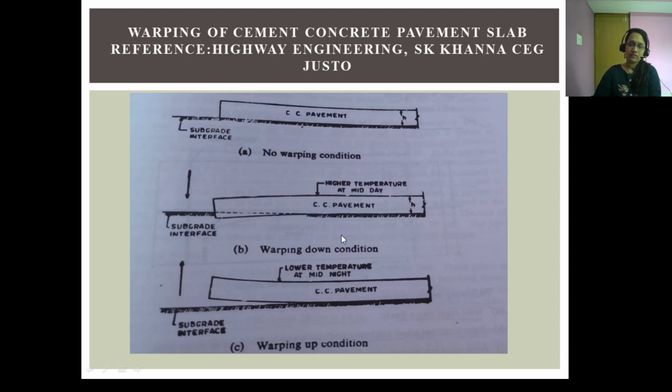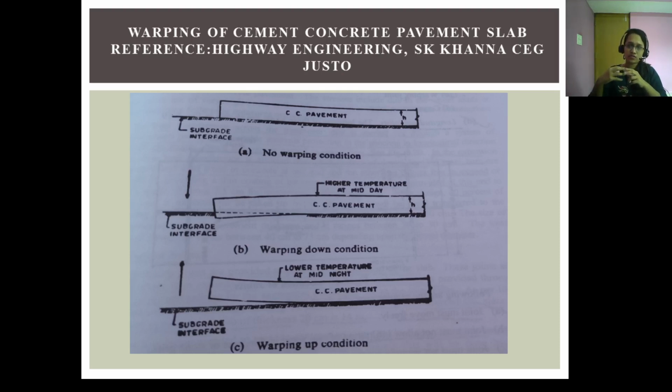By about midnight, the temperature at the bottom of the slab is higher than the temperature at the slab top. So the slab will warp in the opposite direction during this time, as you can see in this figure. The weight of the pavement slab prevents the slab from taking a warped shape, thereby developing stress in the slab, which are known as the warping stresses.